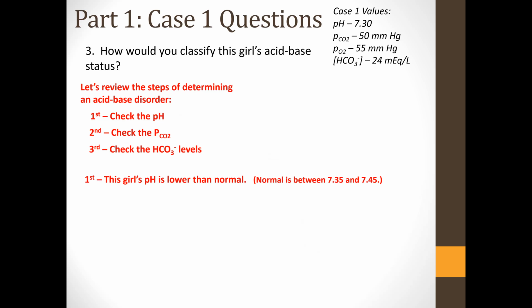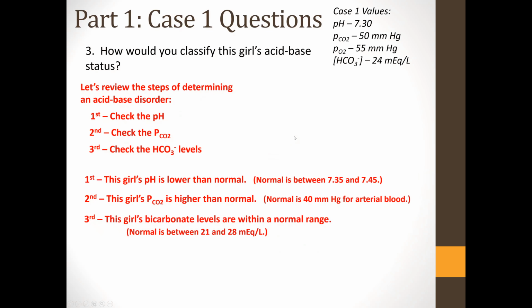So first, if we look at the pH, this girl's pH is lower than normal. She has a pH of 7.3, and normal should be between 7.35 and 7.45. So she is in a state of acidosis. Second, her carbon dioxide levels are higher than normal. Normal should be 40 millimeters mercury for arterial blood, and hers are 50 millimeters mercury. And then third, her bicarbonate levels are actually within the normal range. Bicarbonate levels should be between 21 and 28 milliequivalents per liter, and hers is 24 milliequivalents per liter.